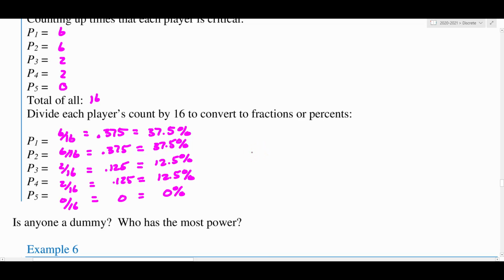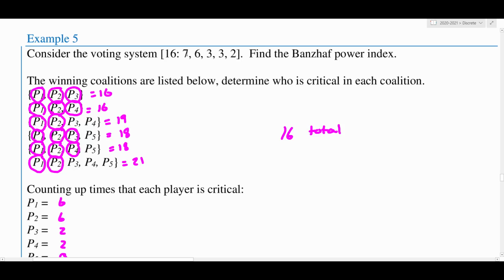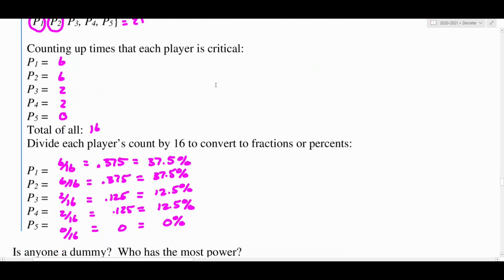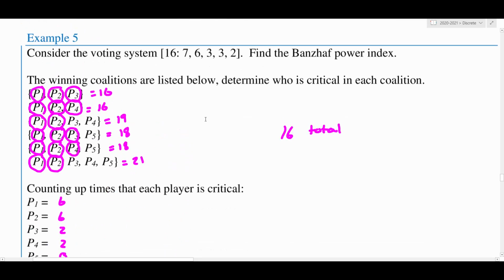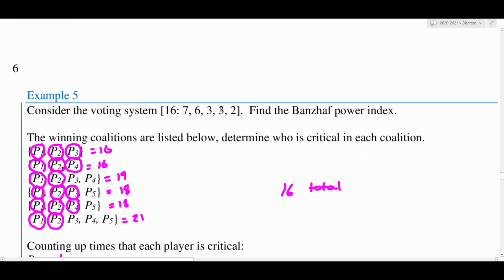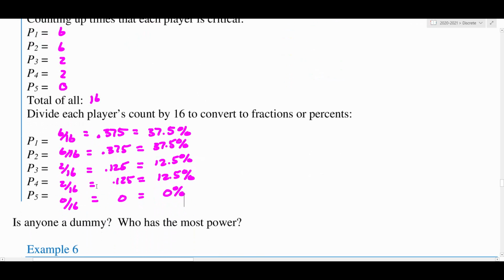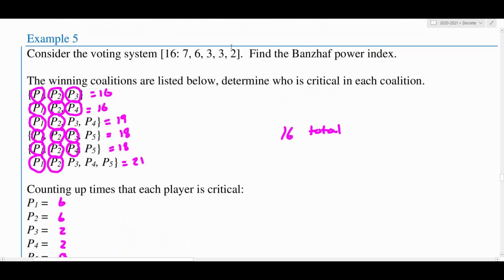And it gets interesting because when you look at player 1 and player 2, they both have the same amount of power according to the Banzhaf Power Index. But if you recall, they did not have the same number of votes. Player 1 had 1 more vote than player 2, yet they ended up with the same amount of power. Player 3 and player 4 both ended up with the same amount of power, and they had the same number of votes. And then player 5, another interesting scenario, has 0% of the power. They have absolutely no power in this weighted voting situation, yet they had 2 votes, but it doesn't matter because they were not critical in any of the winning coalitions.